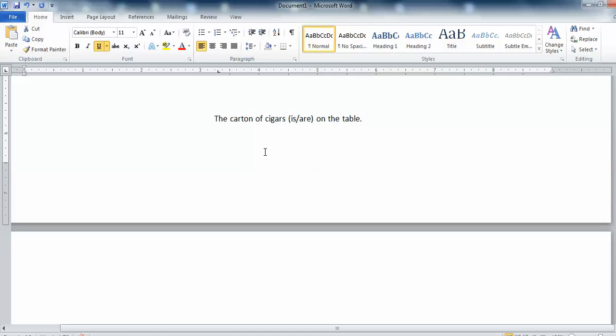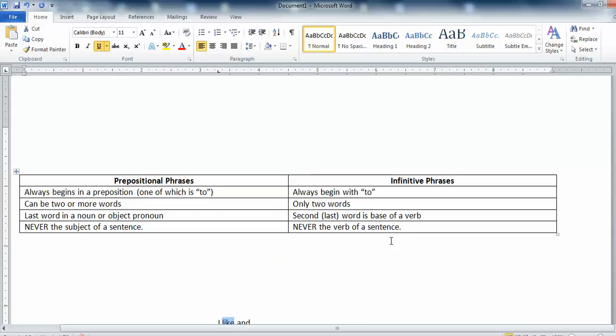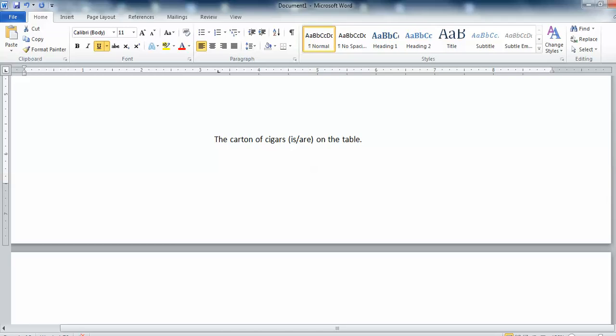Okay, I'm getting started again with this one. The first thing you want to do is remember that an infinitive can never be the verb of a sentence, and a prepositional phrase can never be the subject of a sentence. So when I first get started with this lecture in a regular classroom, if I ask students, just off the top of your head, what do you think the verb is here?